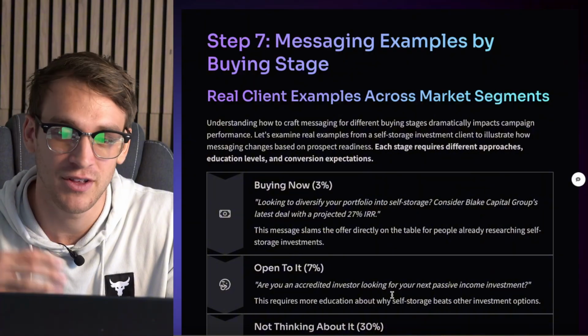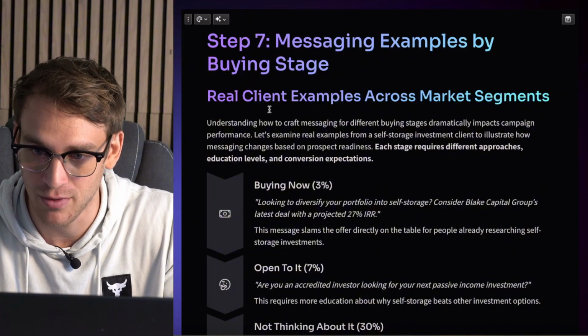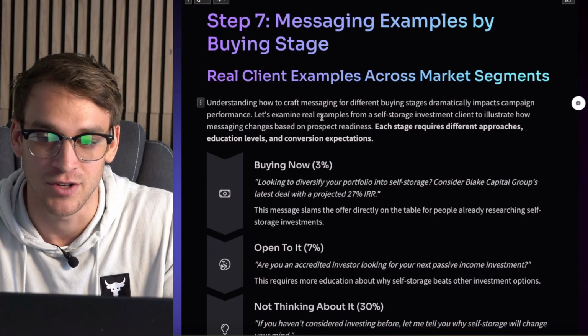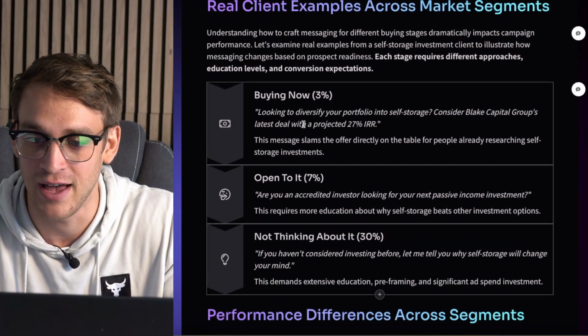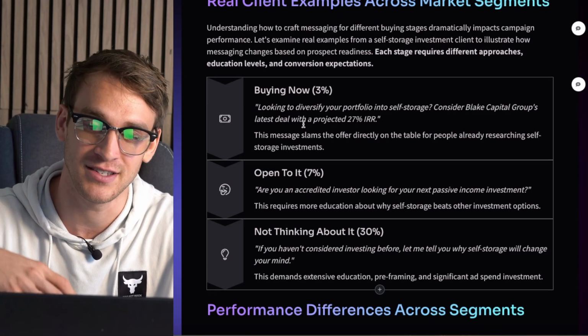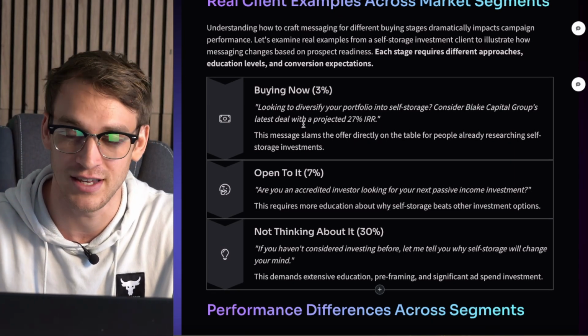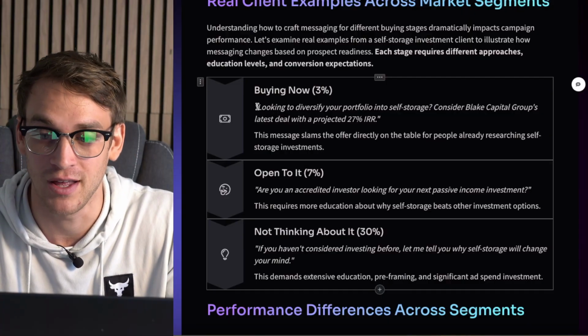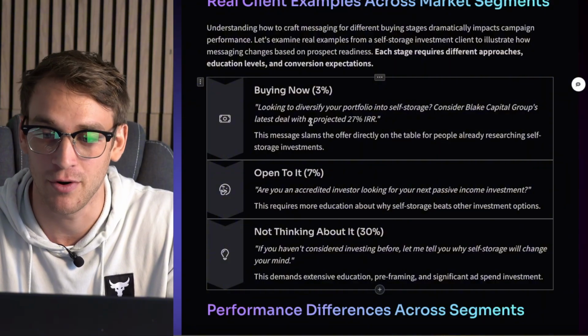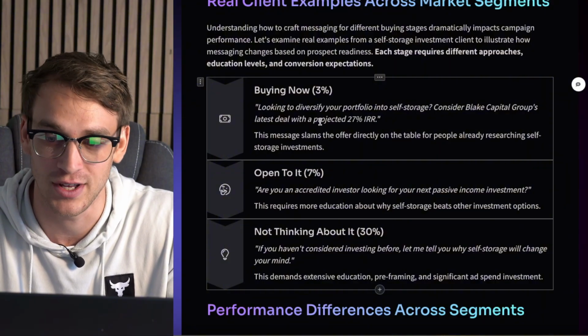Now, step 7, let's just go into a couple of different messaging examples by buying stage. So here are a couple real client examples that we've had. So let's say, for example, we have a client here that basically raises money for self-storage deals. So they try to get people to invest into self-storage developments and deals. So a buying now one could be, are you looking to diversify your portfolio into self-storage? Consider Blake Capital Group's latest deal with a projected 27% IRR, right?